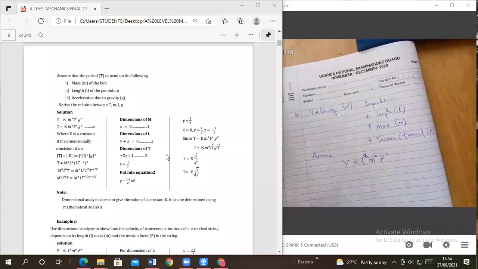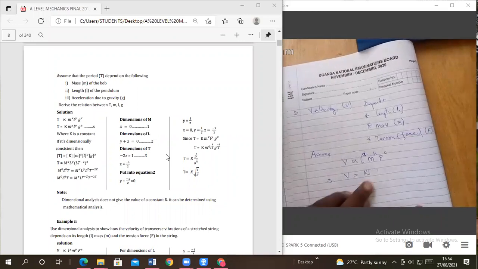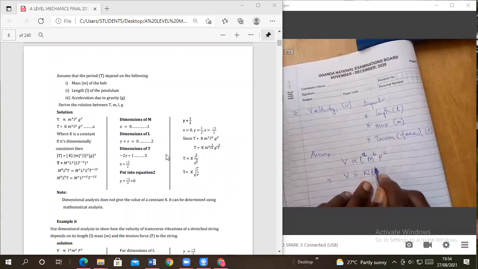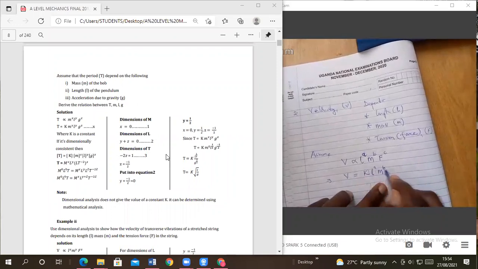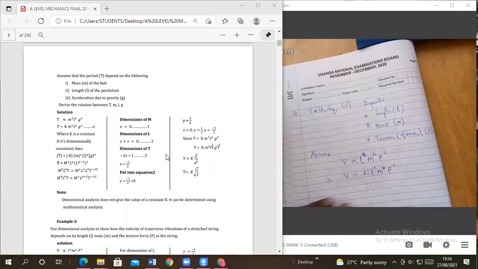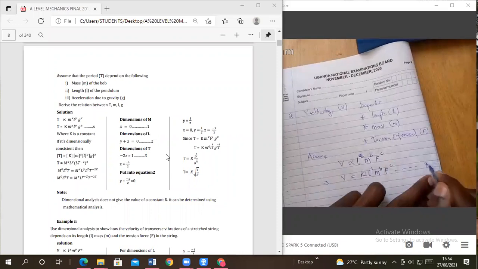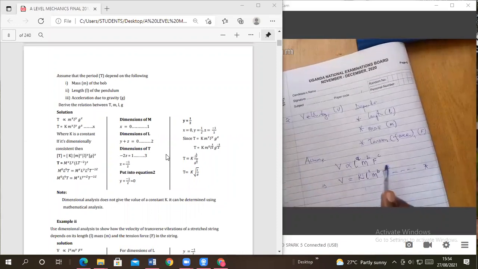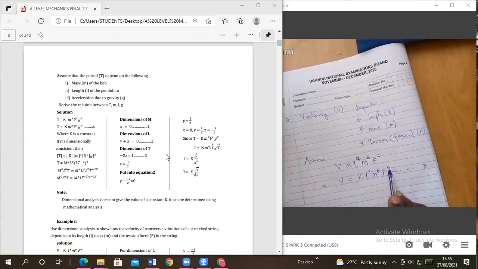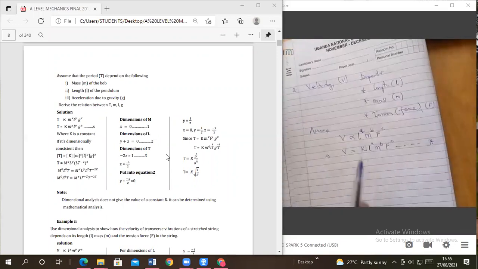Then we remove the proportionality sign. So it becomes V equals K L to the power A, M to the power B, then F to the power C. After writing the formula, we put it as star. This is the equation we have. But the only thing missing in this equation are the powers A, B, and C.